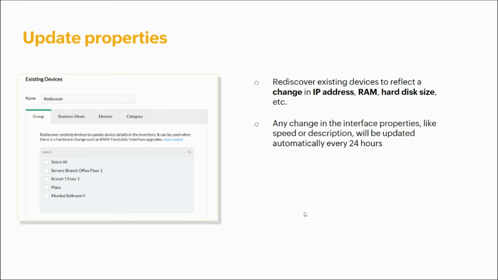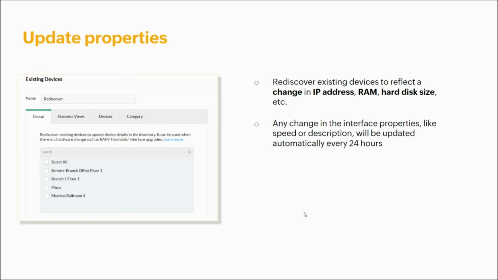So all you have to do is create a rediscovery profile for the existing devices or for your entire IP range itself. If you configure it for the existing devices, the changes in the IP address, RAM, disk, etc., the hardware metrics will be updated automatically.